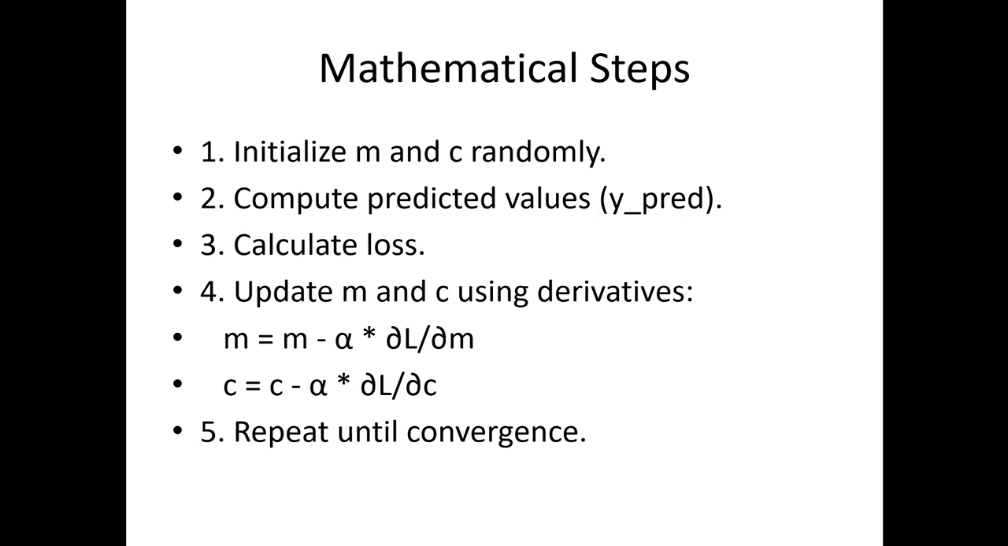Here alpha is the learning rate, which controls the step size. Repeat these steps until the loss stops changing or becomes very small. This iterative process ensures that we gradually move toward the minimum loss value and find the best m and c.